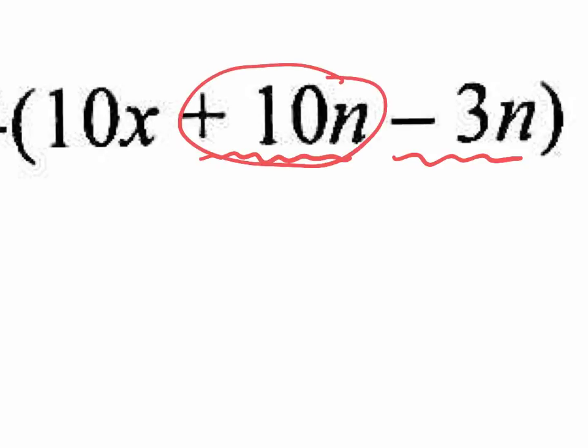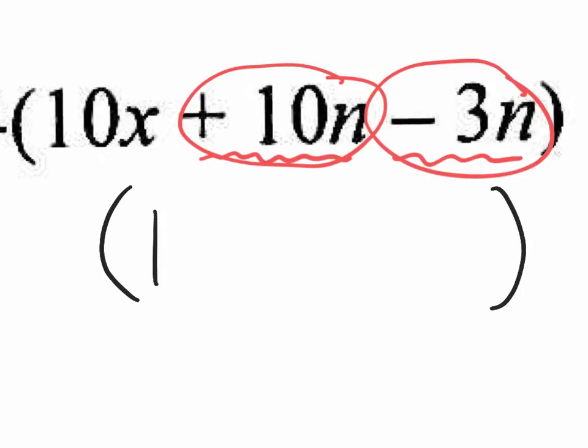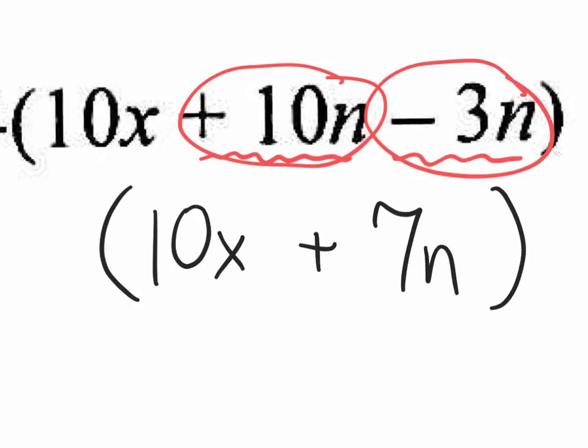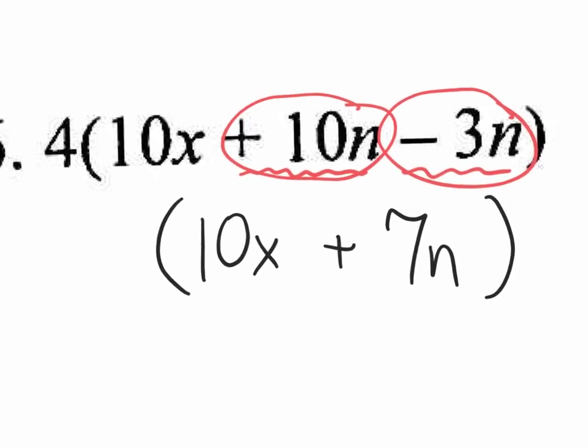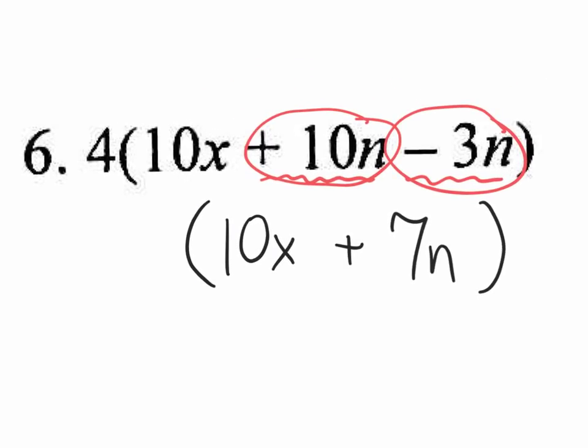So in our heads, what is 10n take away 3n? 7n. So I'm going to rewrite this thing. I'm going to rewrite the parentheses, but I'm going to put the 10x that was right there that I couldn't combine, and I'm going to put a plus 7n. Is everybody with me? Okay, let's move on and rewrite whatever's left over.